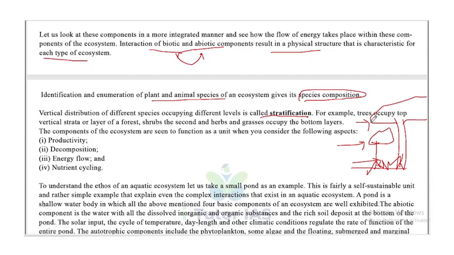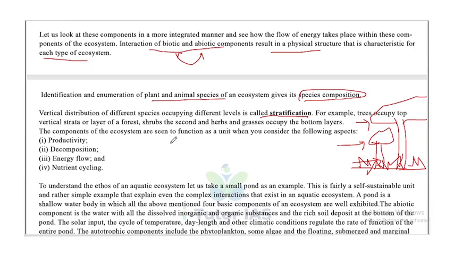For example, trees occupy the top vertical stratum or layer of the forest. So big trees occupy the top layer. Shrubs form the second part, and the herbs and grasses occupy the bottommost layer of the forest floor. So they occupy the third level.